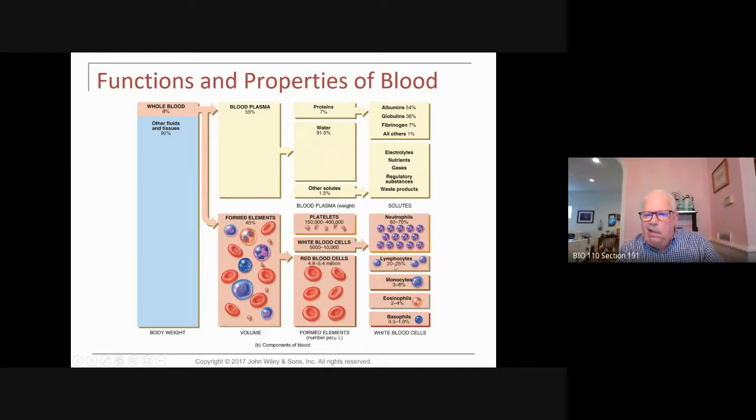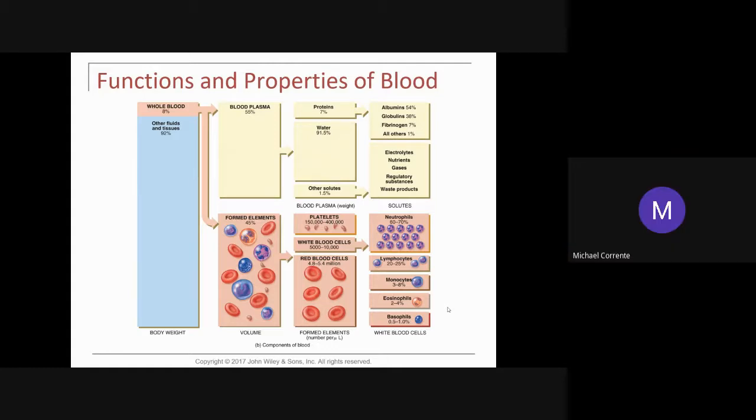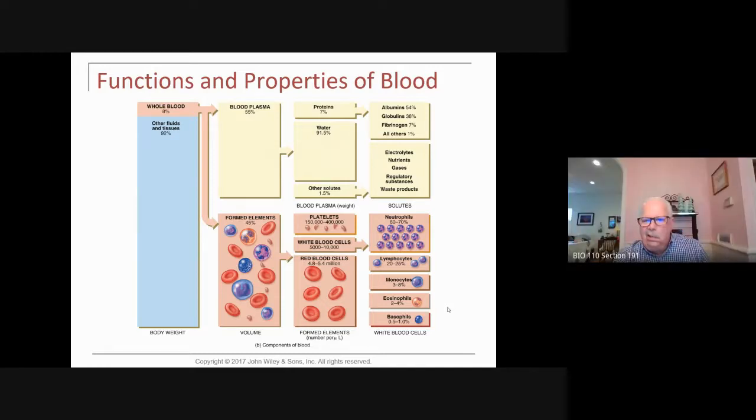Never let monkeys eat bananas. Neutrophils, lymphocytes, monocytes, eosinophils, and basophils. Everybody got that mnemonic? What was it again? Never let monkeys eat bananas. From the most abundant to the least abundant.